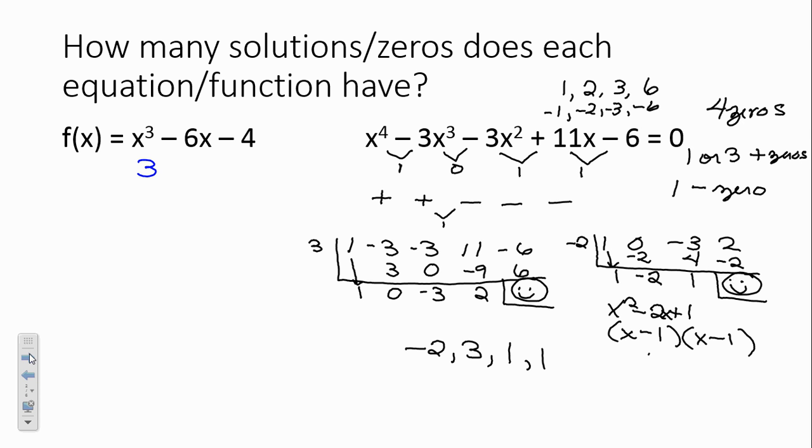Pretty neat, huh? We're not shooting in the dark anymore. We know something about Descartes' rule of signs and something about their leading coefficient and their constant factors. Therefore, we can do what we need to do.